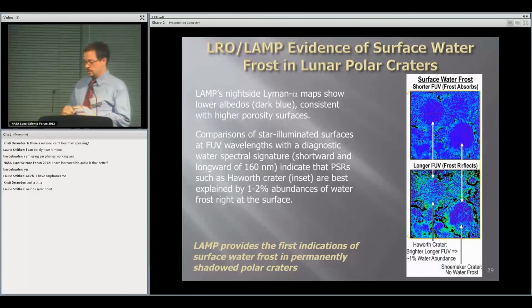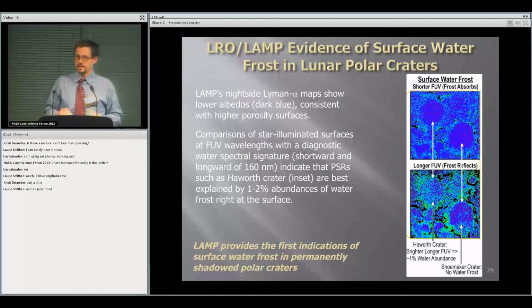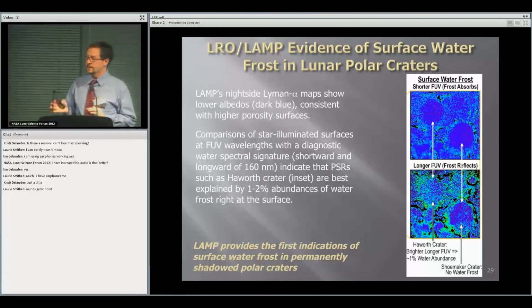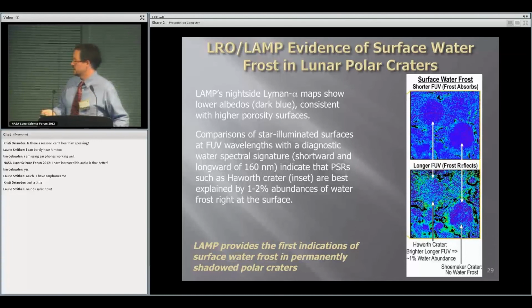When you consider that the M cubed and other infrared measurements on the day side measured less than 0.5% water absorption by abundance, and within the LCROSS impact plume, there's about 5% water abundance. This 1 to 2% value is right in between the two, and we're really studying the transition region where one flows into the next. All right, next slide.